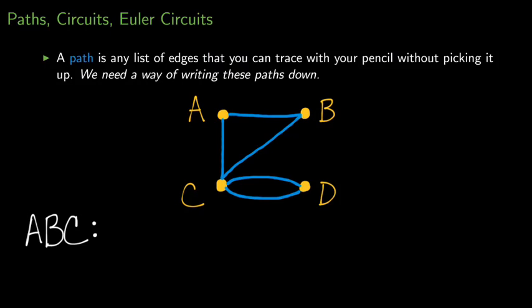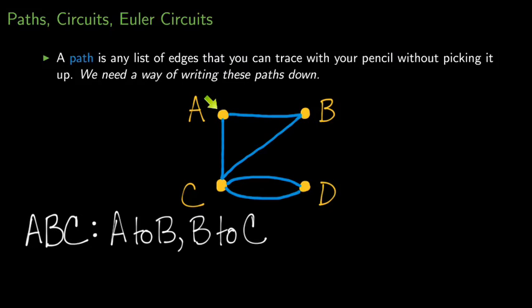So what does it mean when I write A, B, C? My path is described by the code. This is like a secret code, A, B, C. To me, that translates to we go from A to B and then from B to C. So as a movie, what it looks like is you're standing at the vertex A, and then you follow this edge over to B, and then you follow this edge over to C. That is a path inside of this graph.